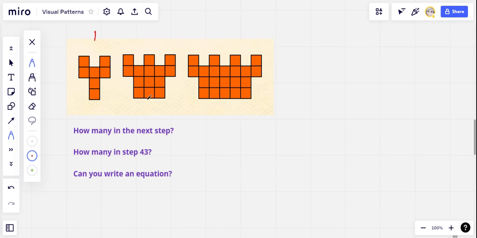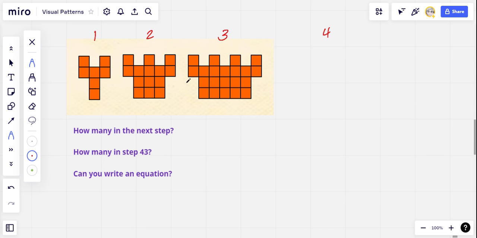Here is step 1 in our pattern. Here is step 2, and here is step 3. Your challenge would be to predict how many of these blocks in step 4. And if you can do that, how many in step 43? And can you write an equation to express the number of blocks in any step at all? That's the challenge. If you'd like to accept it, pause the video and work it out.